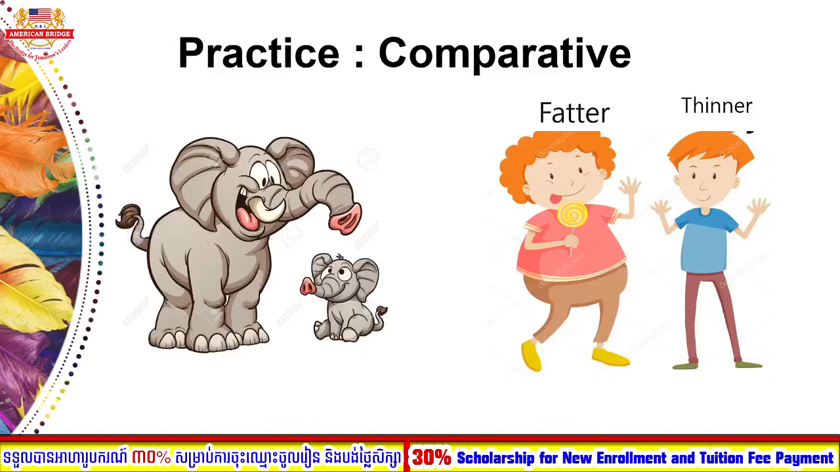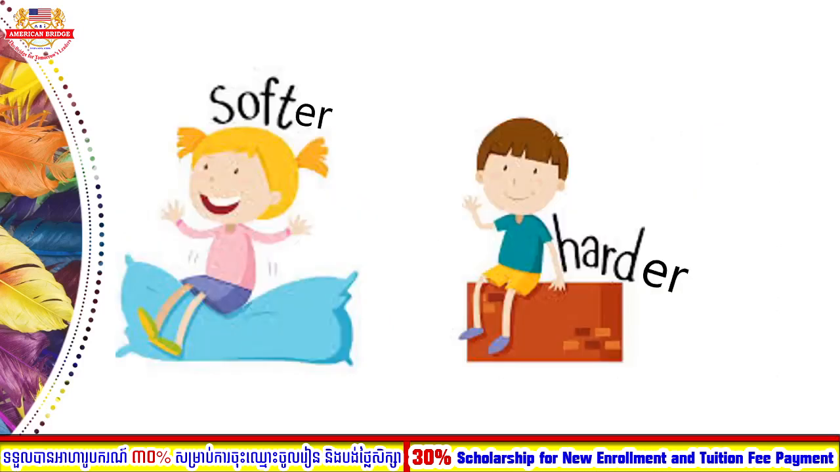Okay, so this one is your practice of comparative. As you see already, this is the elephant: one is big, one is small. So we can say bigger and smaller. Another picture is fat, so you need to change it to fatter or thinner, right? Okay, so now let's move to another one. This one is softer and harder because we changed it to comparative already, right?